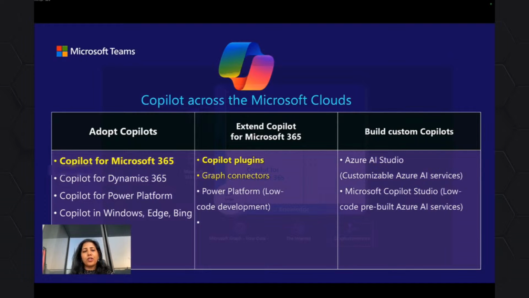If you're in the adopt mode, it's more of Power Platform, Microsoft Dynamics 365, Windows Pro, GitHub Copilot, where GitHub Copilot is more for a developer. If you're extending it, then you go with Copilot plugins, Graph connectors. So understand where you stand here, and then adopt and move on accordingly. And if you say, Kamal, you know what, it doesn't really fit into what I'm building, then just go ahead with building custom Copilots, either with Azure AI Studio or Copilot Studio, which is more of a low-code, pre-built Azure AI services.